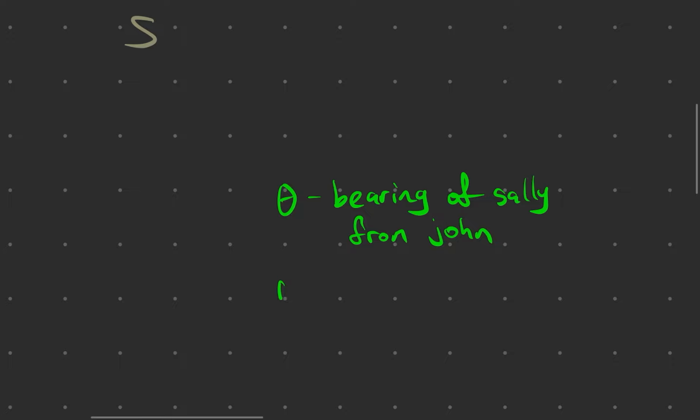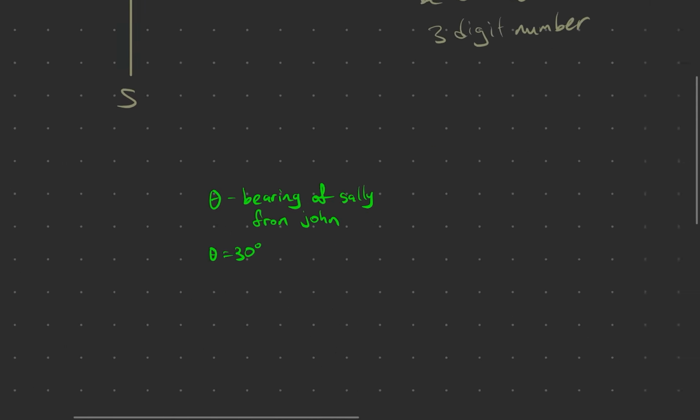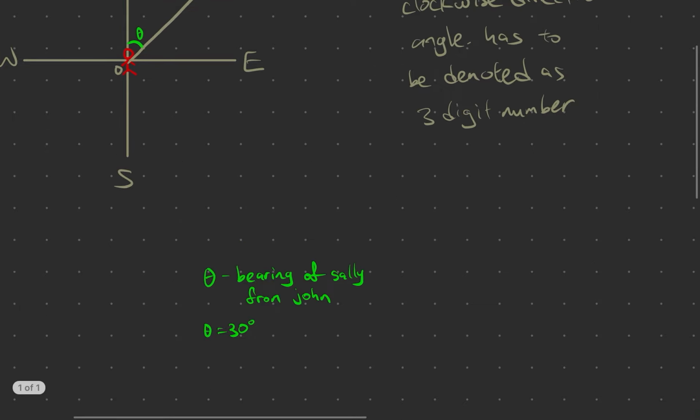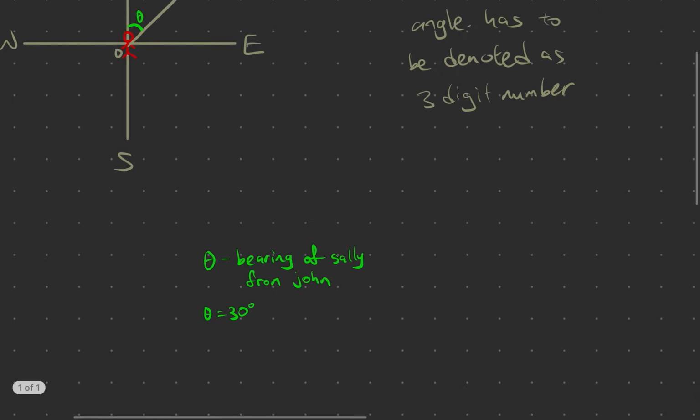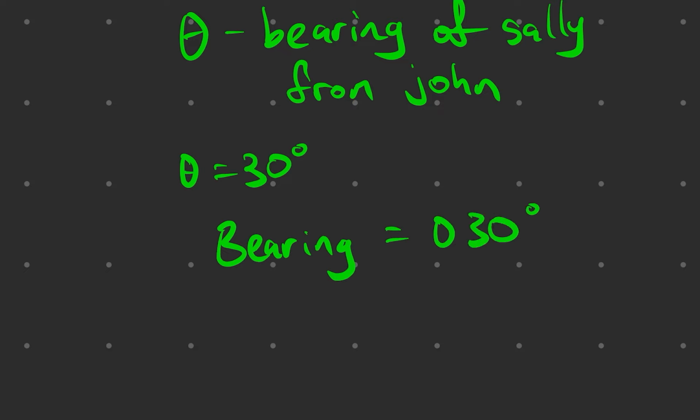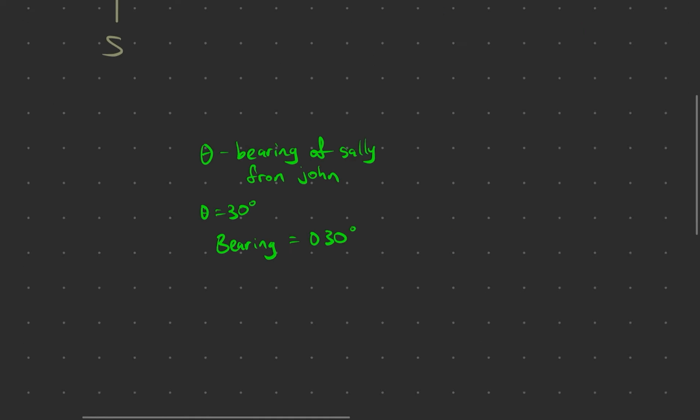So let's say that theta equals 30 degrees, okay? So how do I write this as a bearing? So like I said, bearings have to be denoted as a 3-digit number. But how do you turn 30 into a 3-digit number? Easy. So the bearing of Sally from John will equal 030. Basically, for 2-digit numbers, you just add a 0 in front of it. For 1-digit numbers, you add 2 zeros in front of it. Okay?